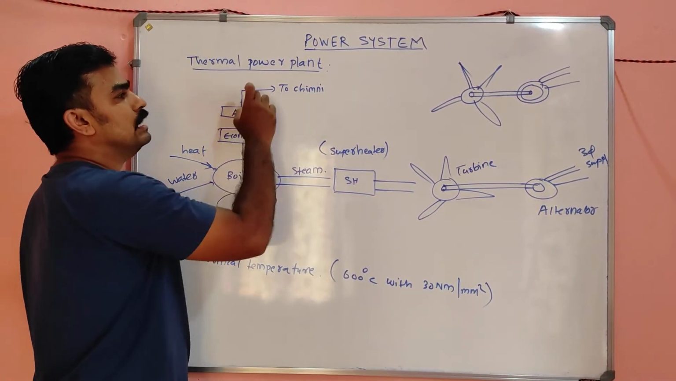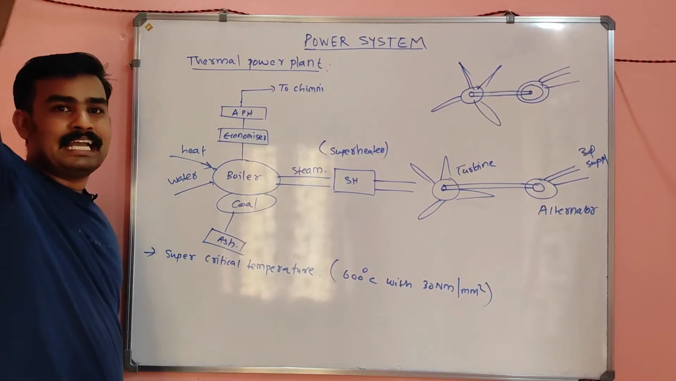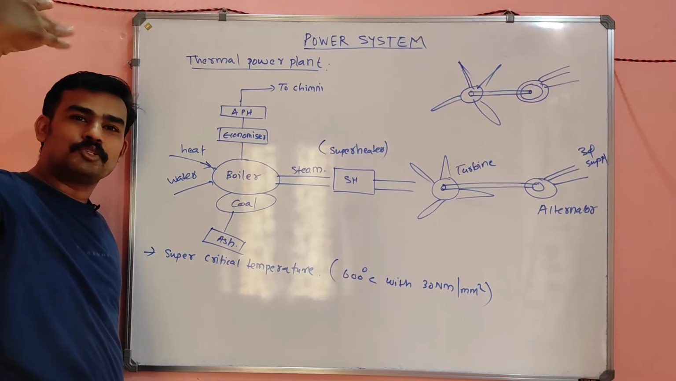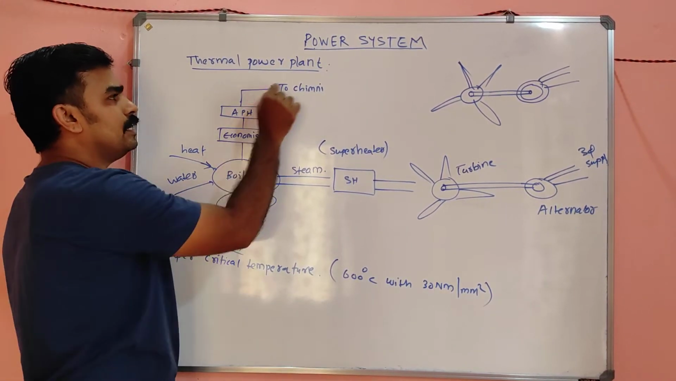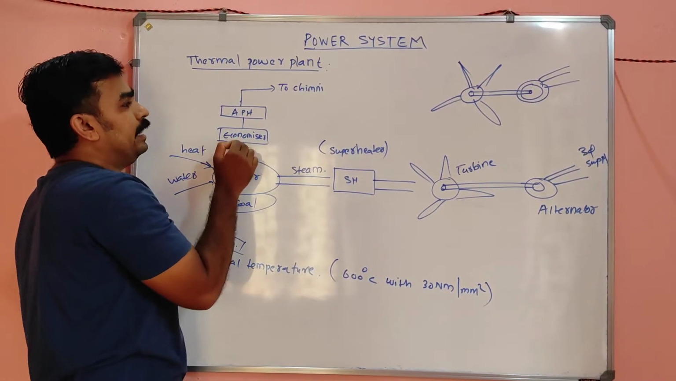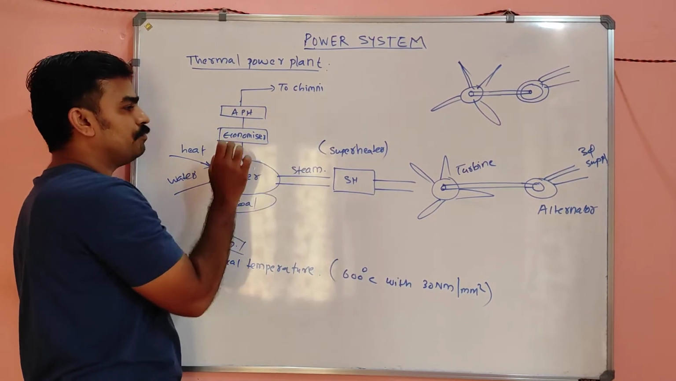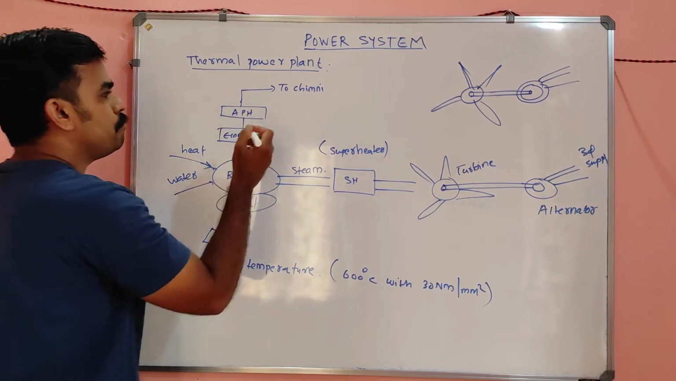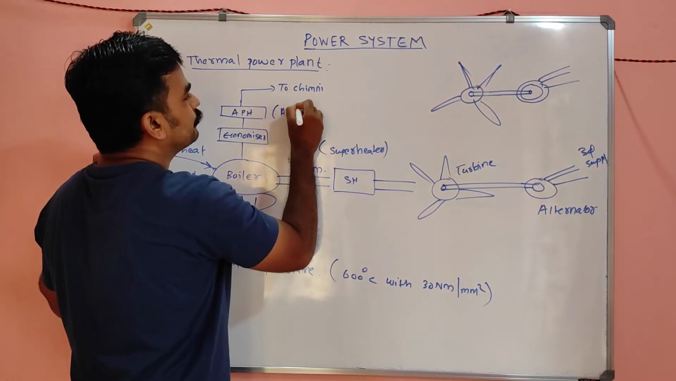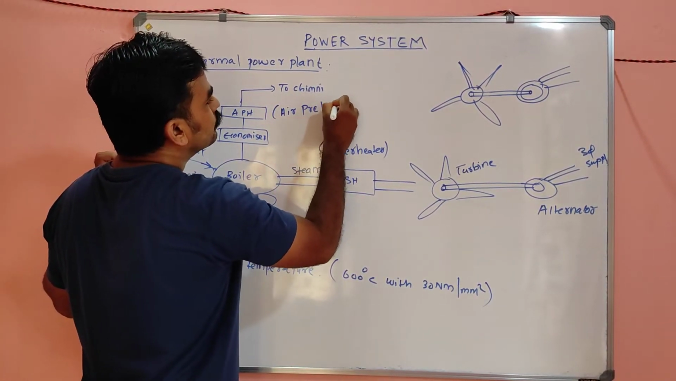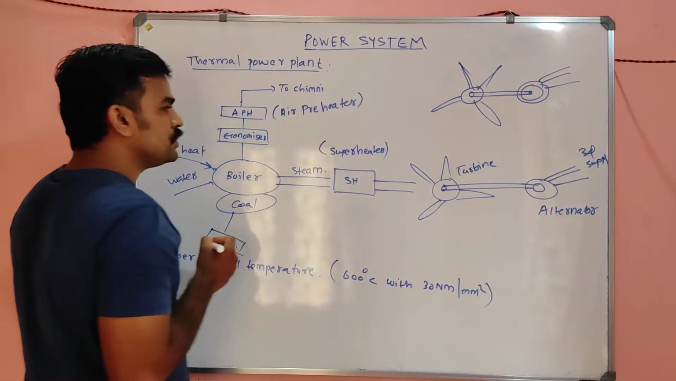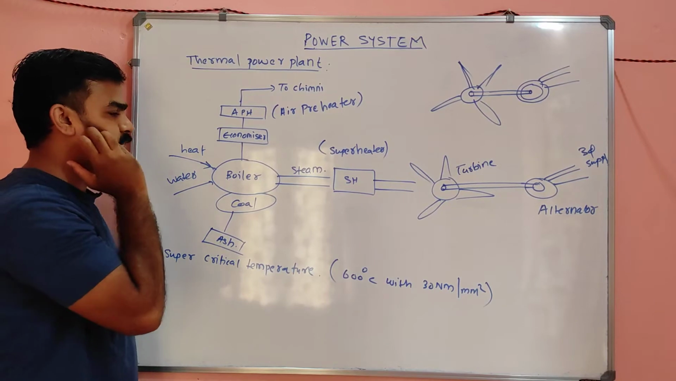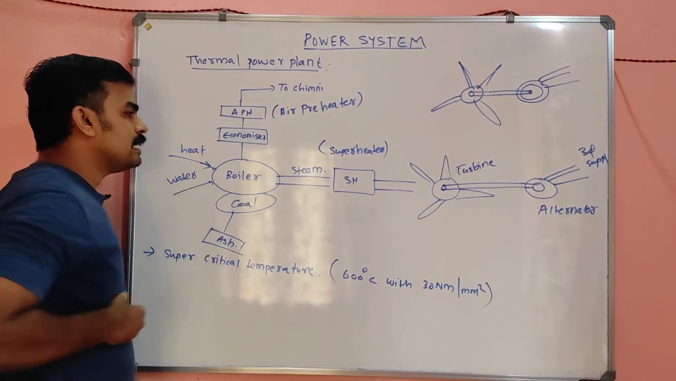That gas you have to release through the chimney to a very high height, to a very high distance, into the atmosphere. So in between, on its way to the chimney, there are the economizer as well as the air preheater. This APH is nothing but, my dear, the air preheater. And what is the function of the air preheater and economizer? I will tell you.